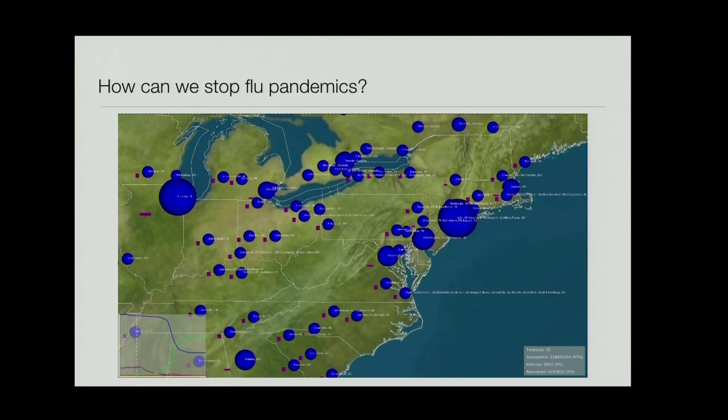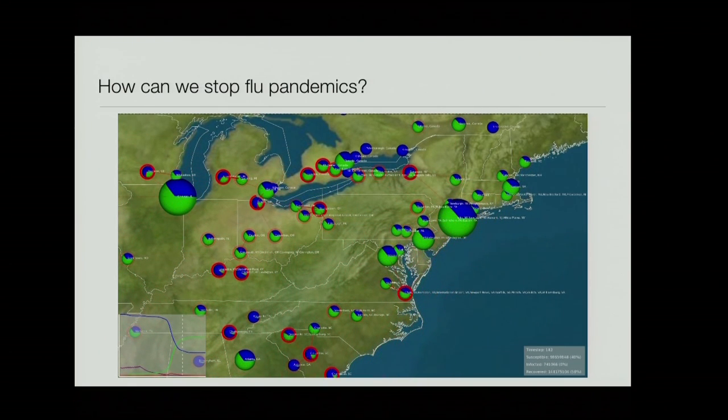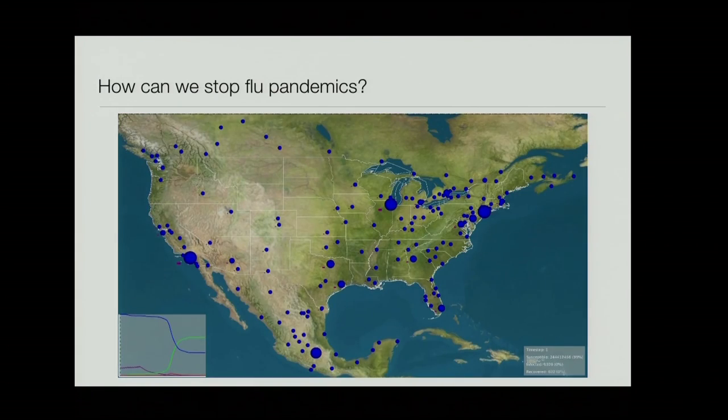The challenge was we only had 80 million courses of drugs, and we have a population of over 300 million people to protect. So we used supercomputers, we used optimization methods to very rapidly search through hundreds of millions of possible distribution schedules to figure out which ones are likely to save the most lives.